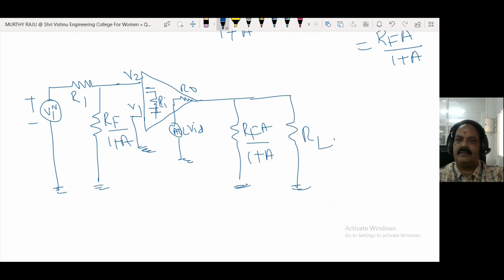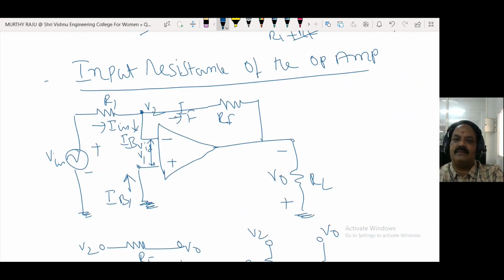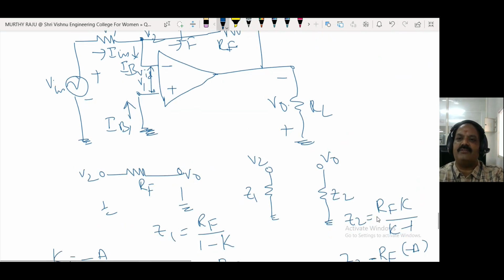This one is V2, V1, and VAD. According to Miller's theorem, in the circuit diagram the resistance RF is connected between the V2 and V0 terminals. That single branch resistance is replaced with two branches with values Z1 and Z2. Z1 is connected at V2 and Z2 is connected at V0. Z1 is at the input side, Z2 at the output side.